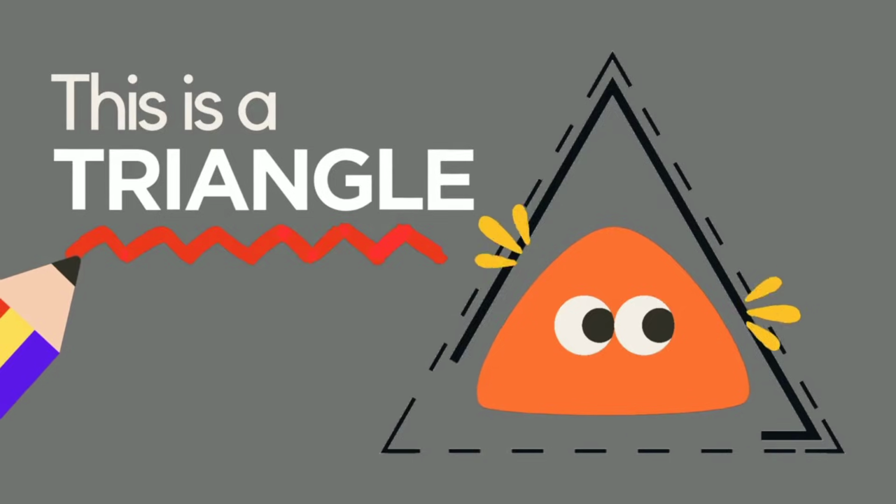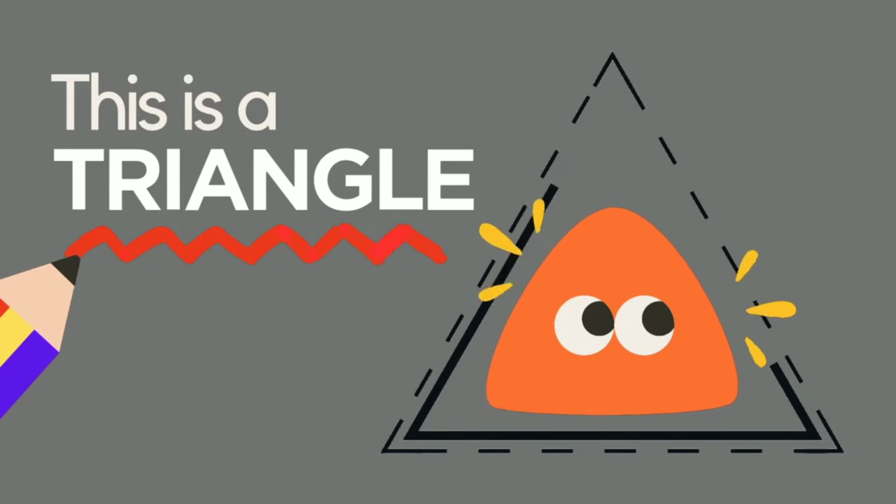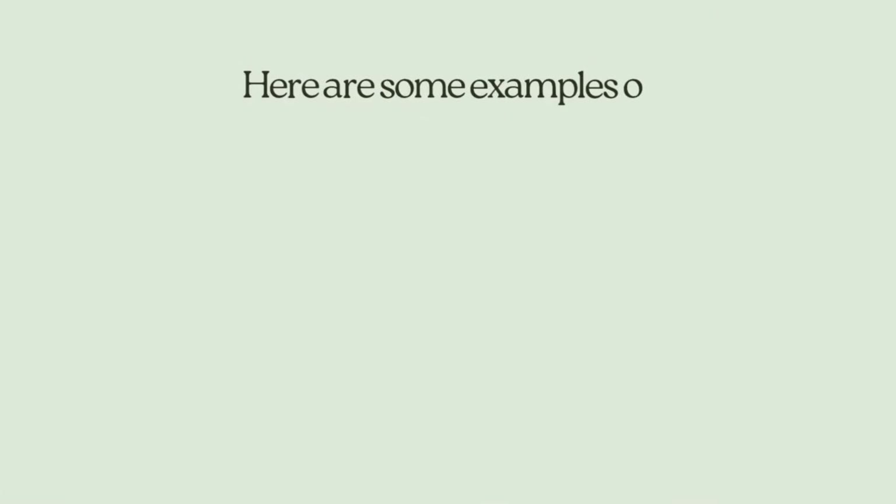This is a triangle. A triangle has 3 sides and 3 corners. Can you think of something shaped like a triangle? Here are some examples of triangles in our daily life.